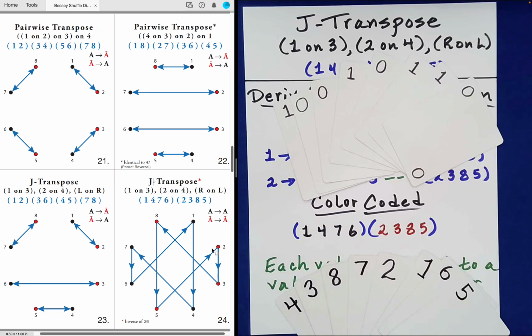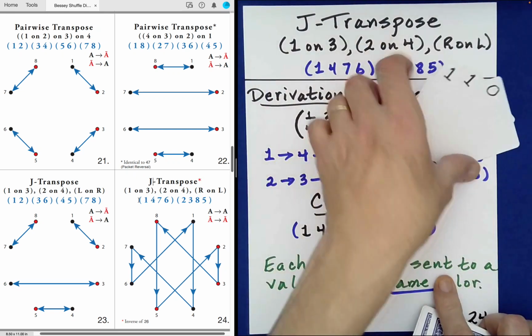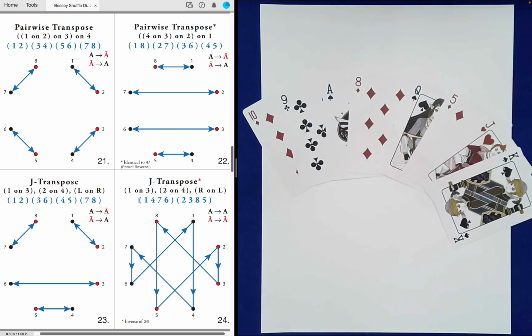Note that down at the bottom here, we indicate that this particular shuffle is the inverse of shuffle 26, which will be coming up in our next video. So this shuffle will undo the effect of shuffle 26, as we will see. Finally, let's show an application of all of this. Okay, so here's an application involving the 4 shuffles that we demonstrated today.